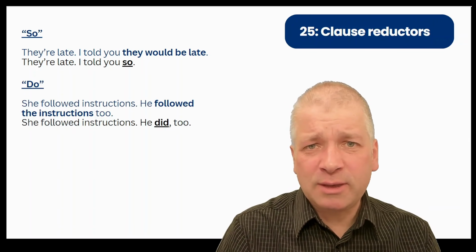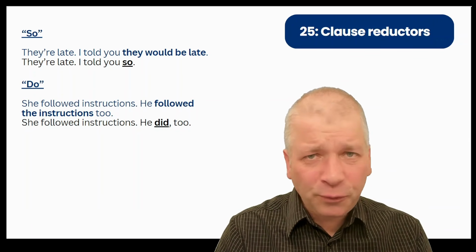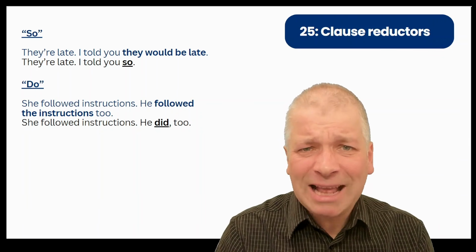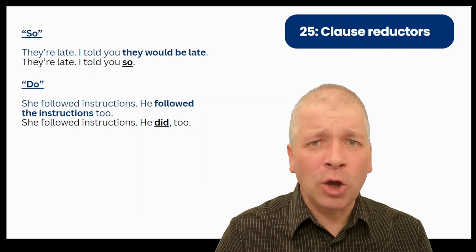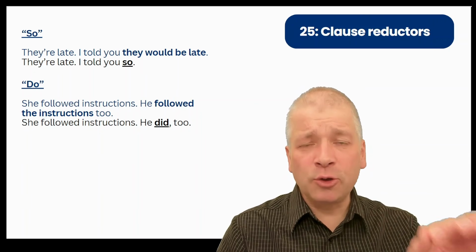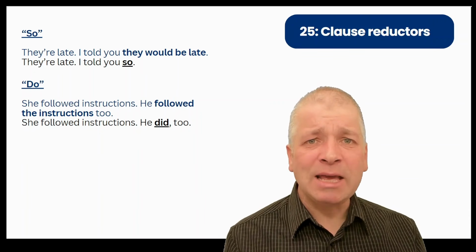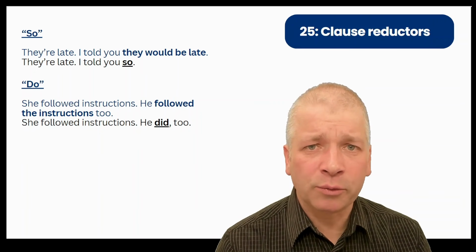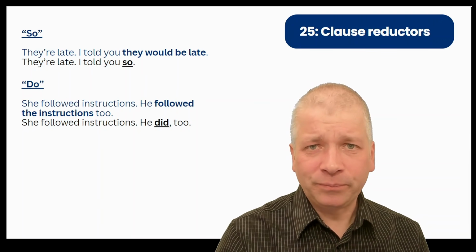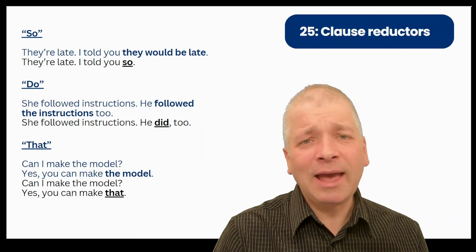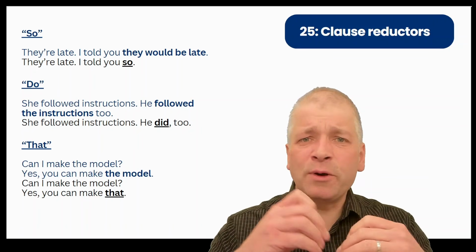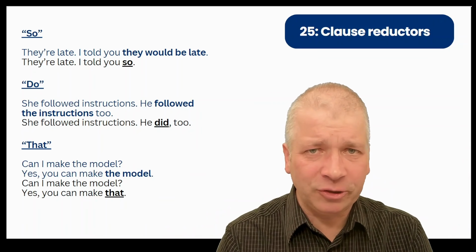Another word that does this is do. She followed instructions. He followed the instructions too. This means exactly the same as she followed instructions. He did too. And we can use do or did to replace part of a sentence or a clause when it's an activity that someone is involved with. Finally, that can replace a noun phrase or a reference to a whole situation.